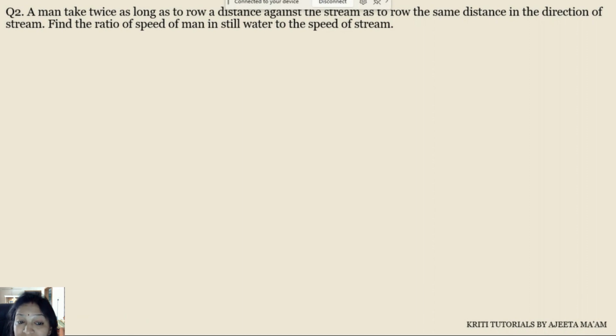A man takes twice as long to row a distance against the stream as to row the same distance in the direction of the stream. I told you, against the water, against the stream means you are upstream. And when you are flowing with the water, that is the direction of the stream. So now a man takes twice as long to row a distance against the stream as to row the distance in the direction of the stream. So now what is given to you? You are given with the time of upstream and the time of downstream.